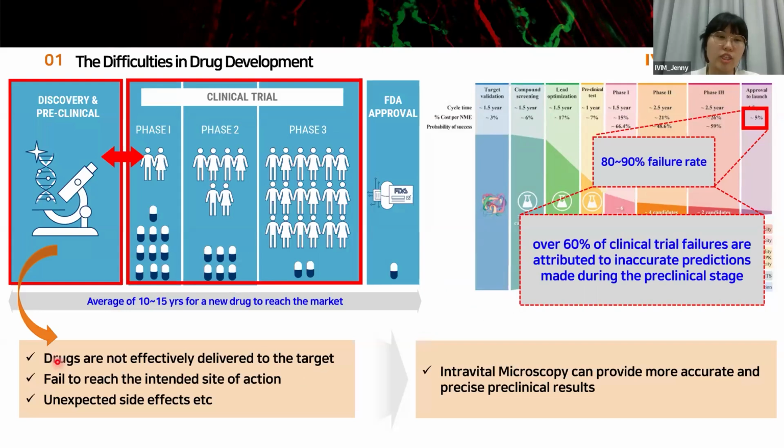As a result, the drugs may not effectively reach the intended tissues, or may not act precisely on the desired targets, or even cause unexpected side effects, all leading to failure in the clinical trials. Ultimately, to address these challenges, we need new technologies that can allow us to precisely observe and understand how drugs behave in real, living biological systems and organisms.